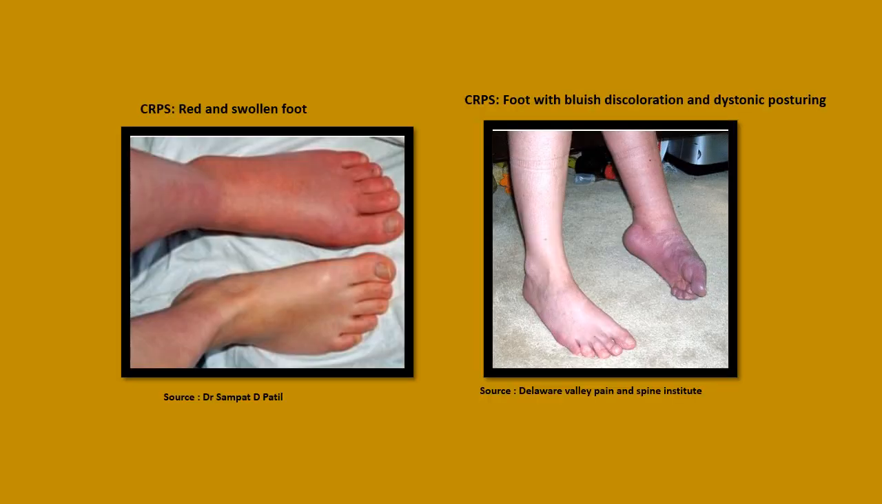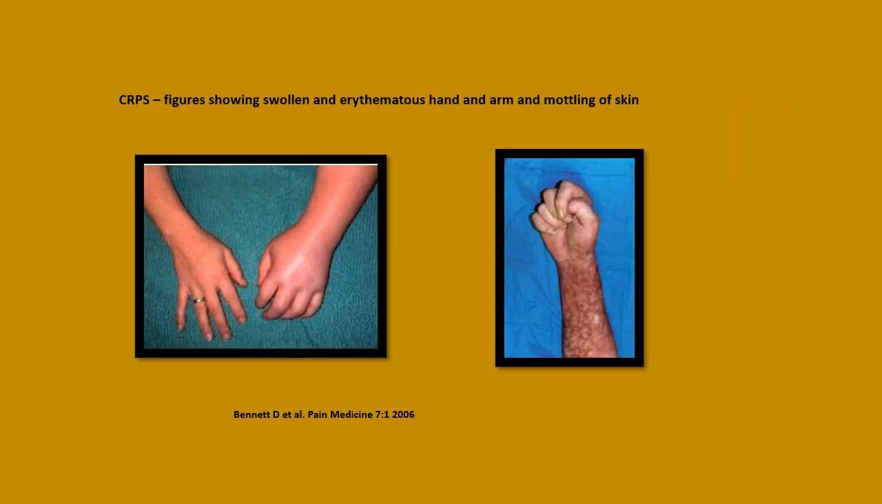These figures show patients with CRPS with a red and swollen foot on the left side and a foot with bluish discoloration and dystonic posturing on the right side. These figures from patients with CRPS show a swollen and erythematous hand and arm on the left side and mottling of the skin on the right side.